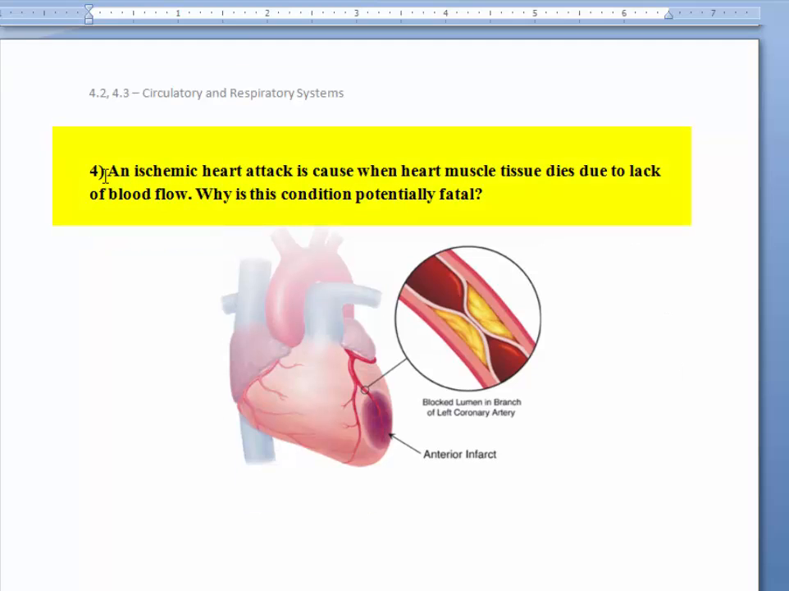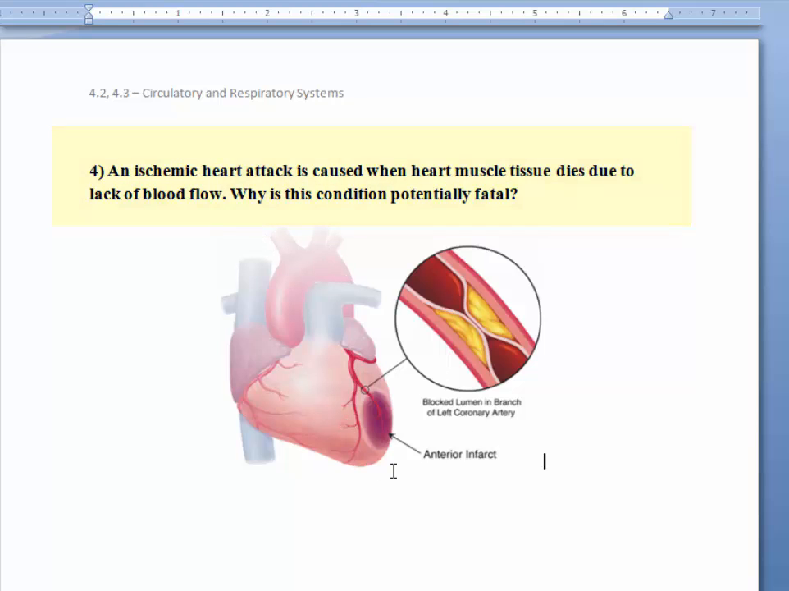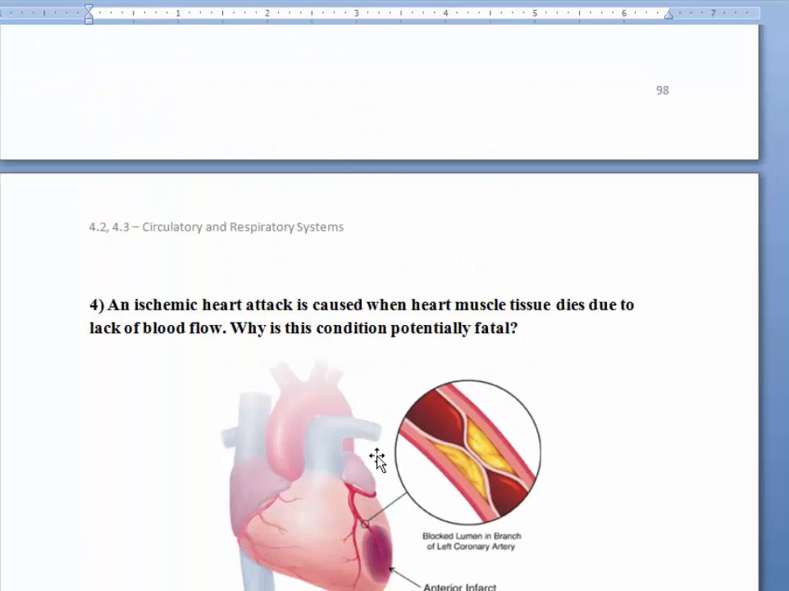And question four, an ischemic heart attack is caused, let me fix that, when heart muscle tissue dies due to a lack of blood flow. Why is this condition potentially fatal? The answer to this question is on page 81 and 82. Specifically, talk about why the heart is so important to staying alive. What happens if the heart is not able to pump blood? What are the consequences of that for the rest of your body?